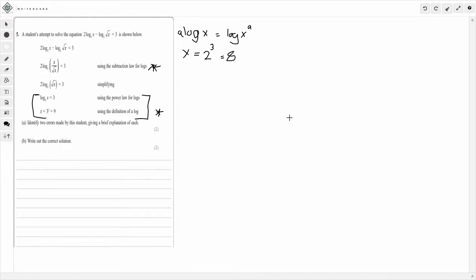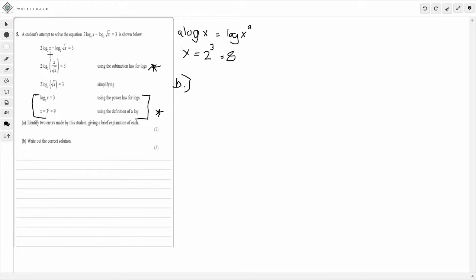So that's part A done. So quite nice, 2 marks like that. Nice and easy. For part B, we're actually asked to solve it ourselves. So straight away, we know we're going to have to fix this issue, and we're going to have to fix this issue. Right, let's do this. So we've got this bit here. This is what we need to fix first.